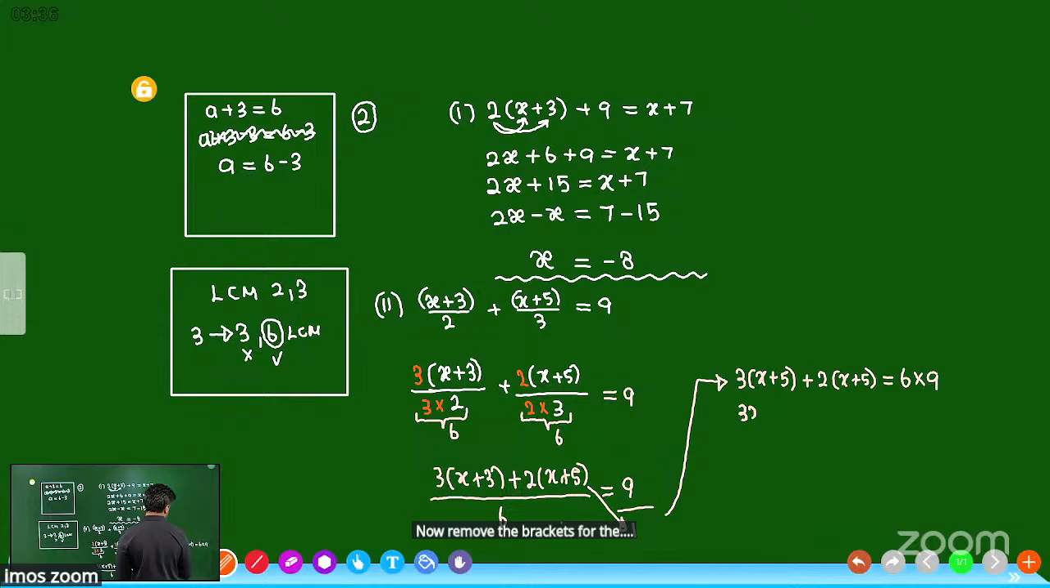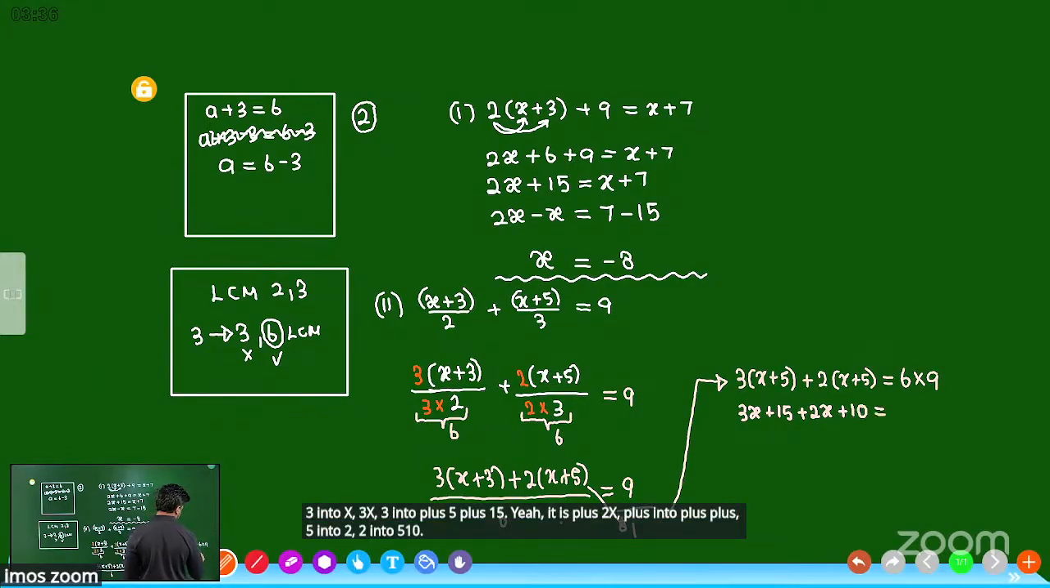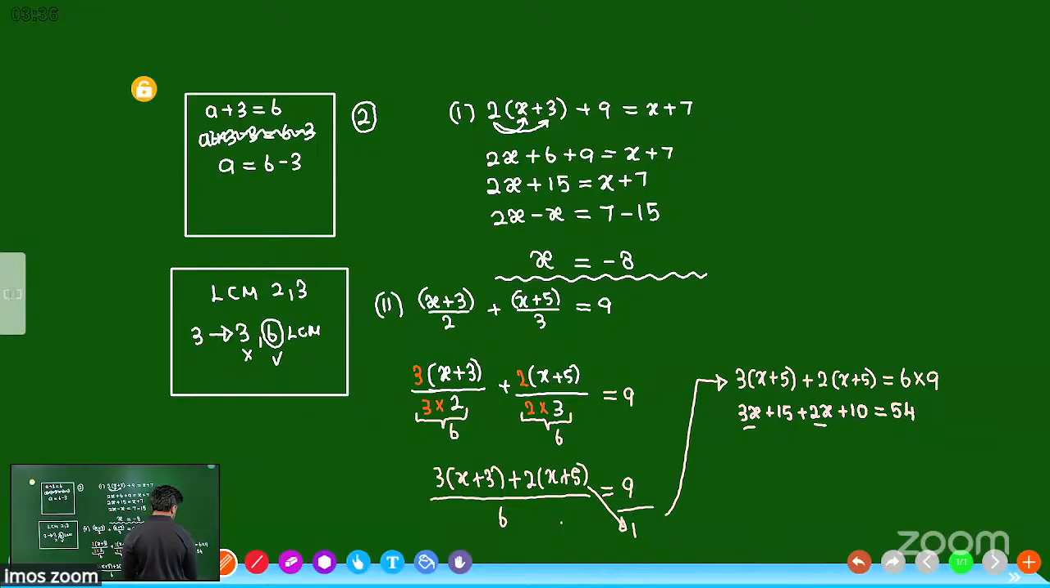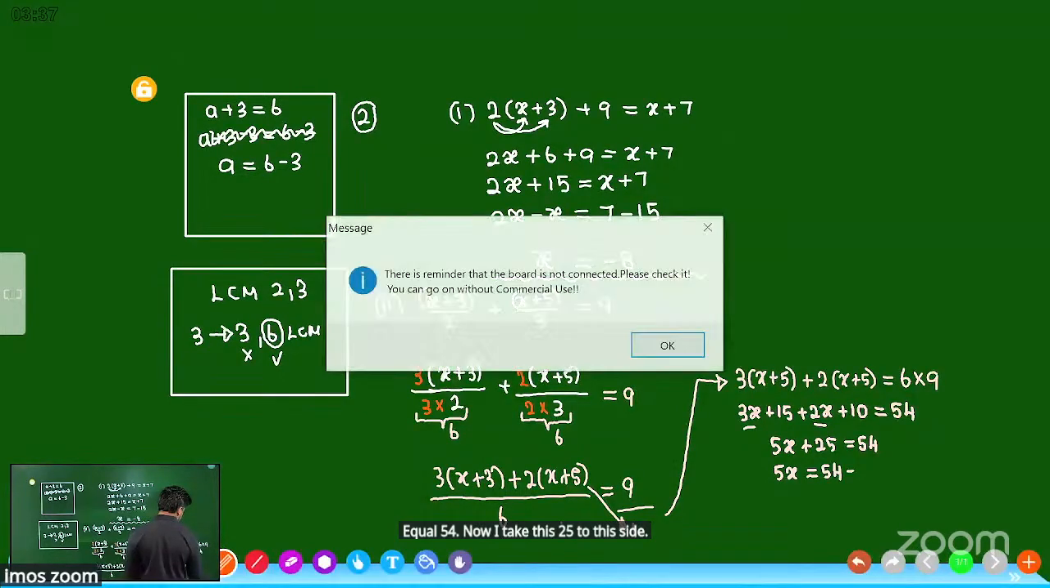3 into x, 3x, 3 into plus 3, plus 9. Here it is plus 2x, plus 2 into 5, 10. Equal to 54. 3x plus 2x, it is 5x. 9 plus 10 is 19. Equal to 54. Now I take this 19 to this side. It becomes minus 19.